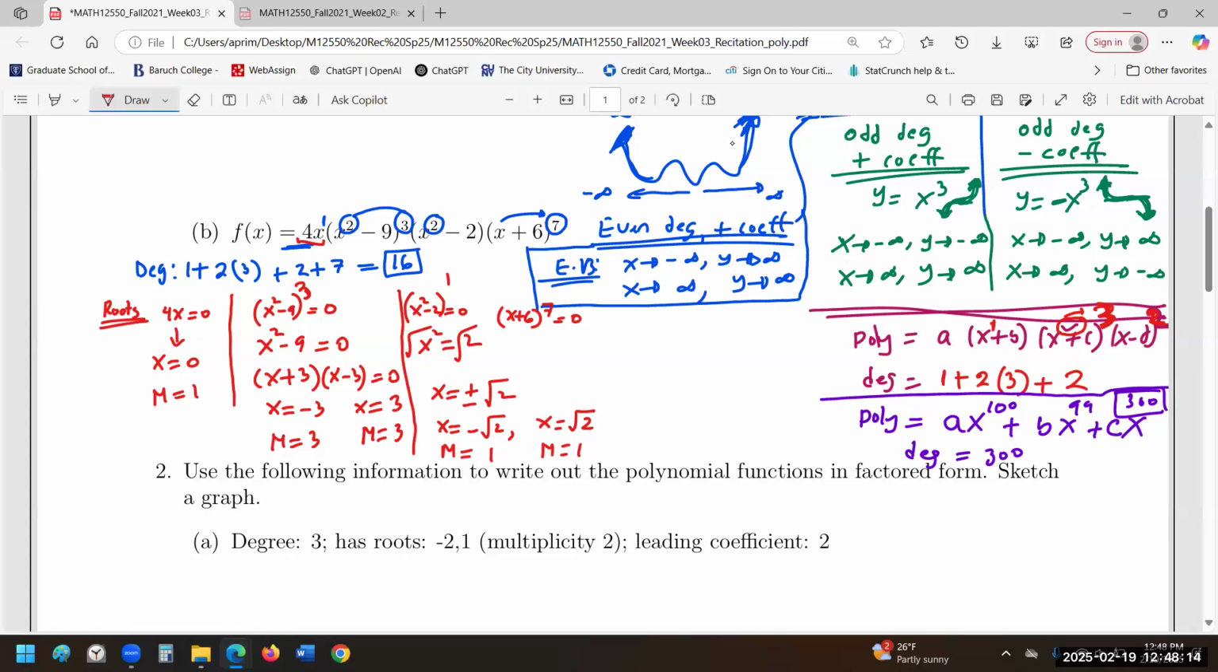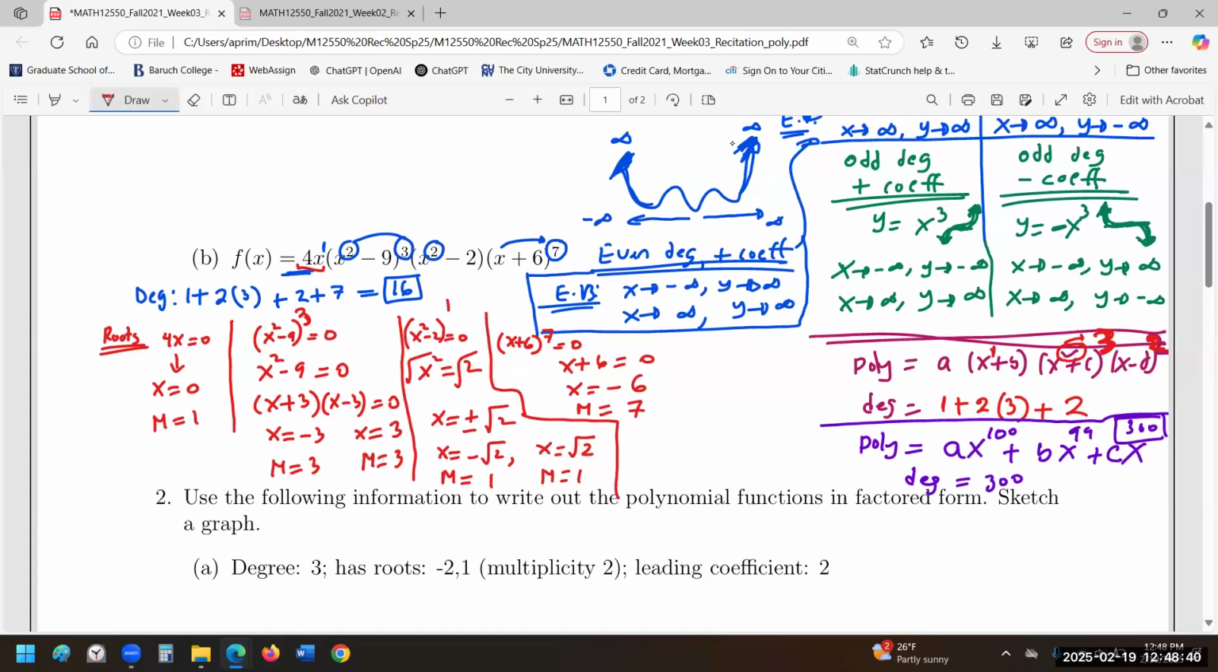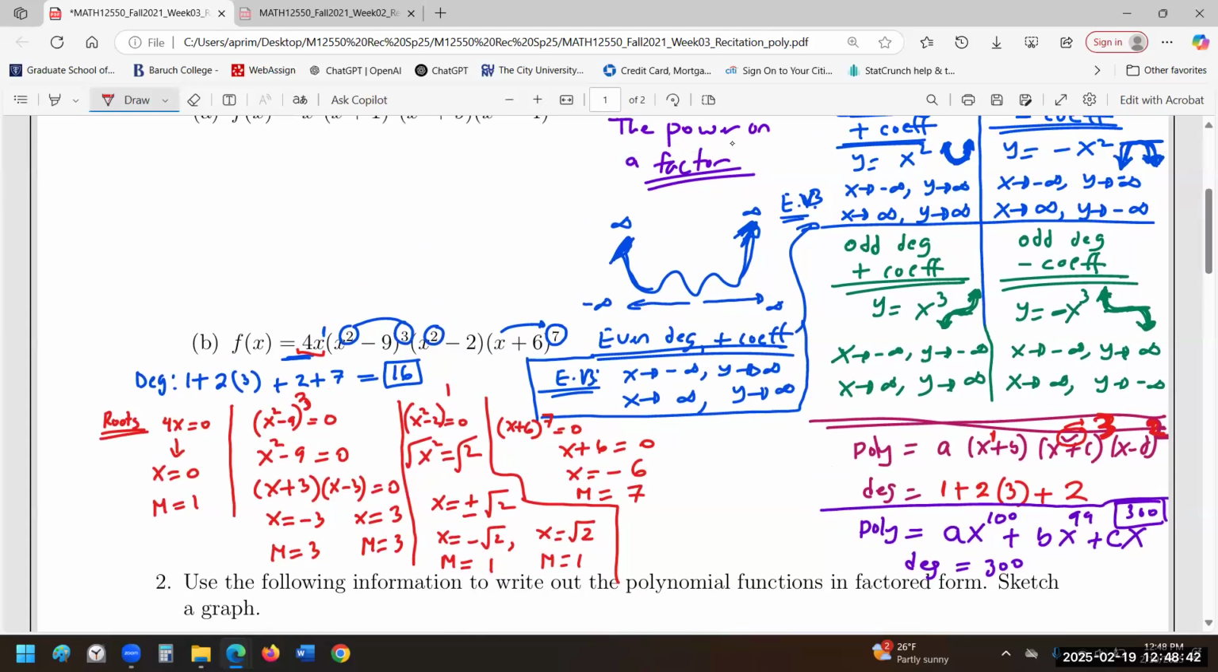And now lastly, we have x plus 6 to the 7th power. That gives us x plus 6 equals 0 and x is negative 6. And we see x plus 6 7 times. So multiplicity here is 7. And that's it. That's all you have to do in question 1.